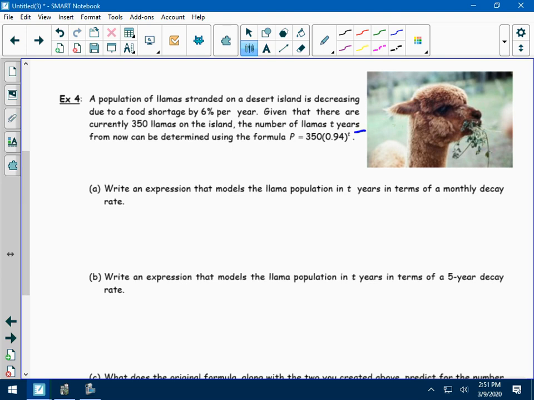Check your units. They just told you t was in what? Years. So it makes sense that this growth or decay rate has to be a percent per year right now. And it is. If it's decreasing by 6%, 1 minus 0.06, that's where the 0.94 came from. Okay, part A. Write an expression that models the llama population in t years in terms of a monthly decay rate. Step 1, find the rate.